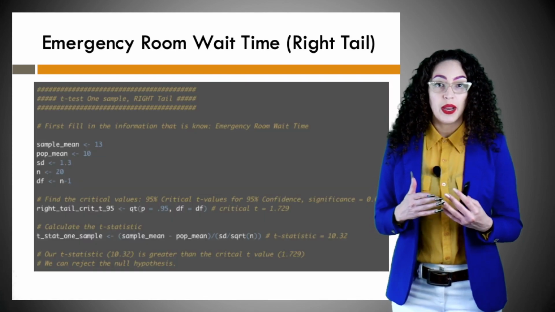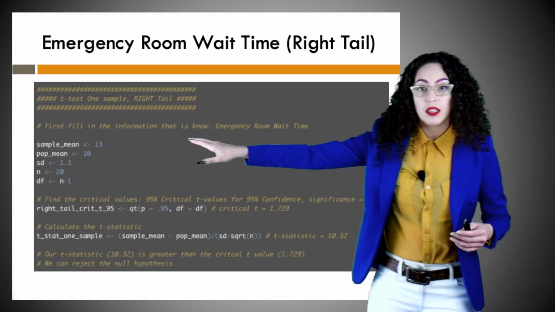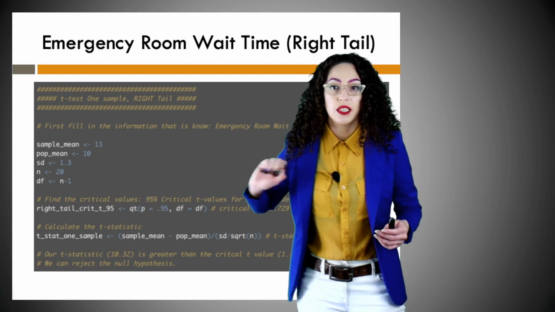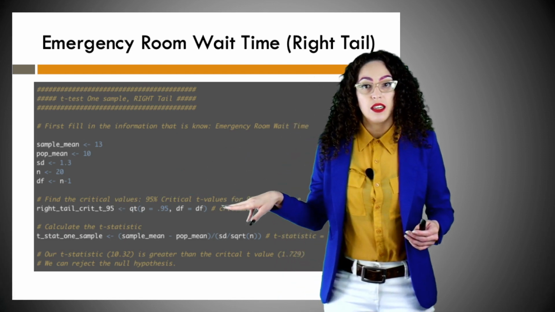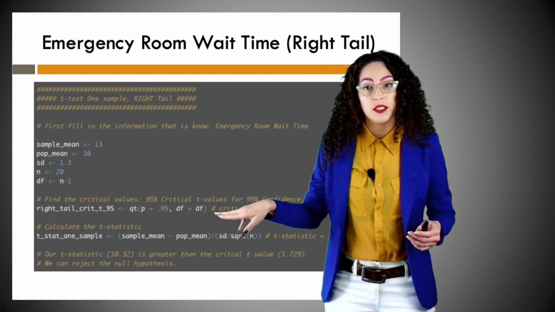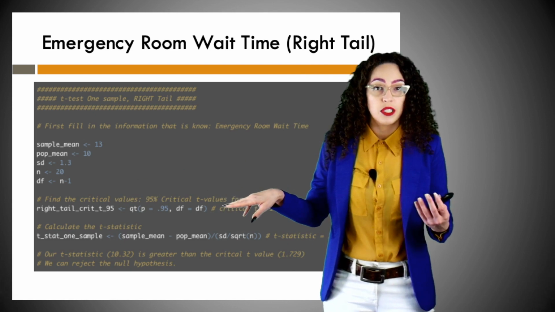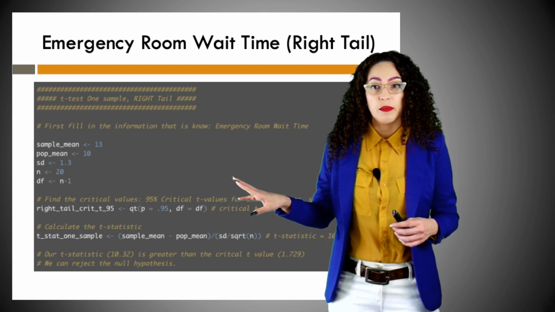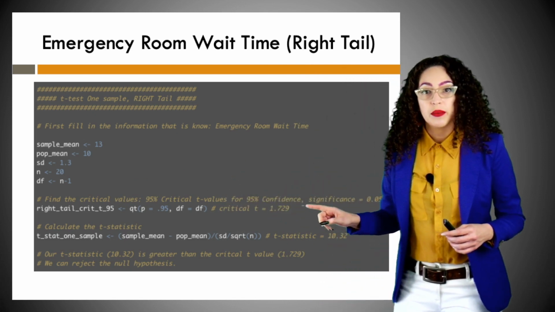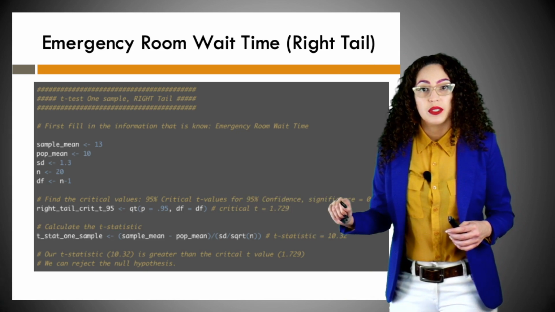Here is our wait time example again. This is all the information, and I'm going to tell R what everything is. I'm going to ask R to give me the critical value associated with the 95% confidence or 0.05 level of significance and my degrees of freedom. And it will tell me it is negative 1.729.